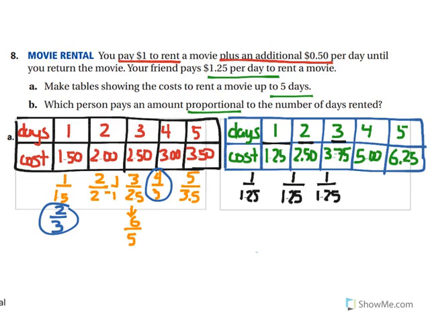And so if I subtract 1 from the first day and go to 0, and I subtract 125 from the cost below it of 125, I'm at 0, 0. So at 0 days, it costs $0. So I guess for part B, we can go on and say, your friend pays an amount proportional to the number of days rented. And this is how we can prove it. Okay? I hope this makes sense.